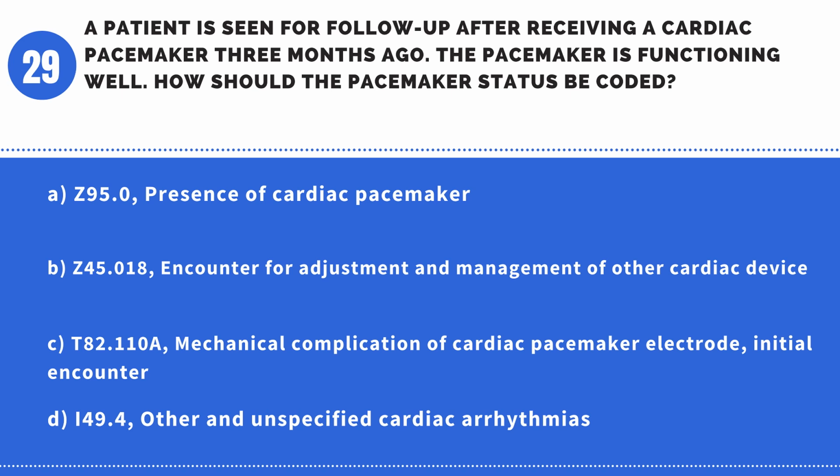Question 29. A patient is seen for follow-up after receiving a cardiac pacemaker 3 months ago. The pacemaker is functioning well. How should the pacemaker status be coded? A. Z95.0, presence of cardiac pacemaker. B. Z45.018, encounter for adjustment and management of other cardiac device.